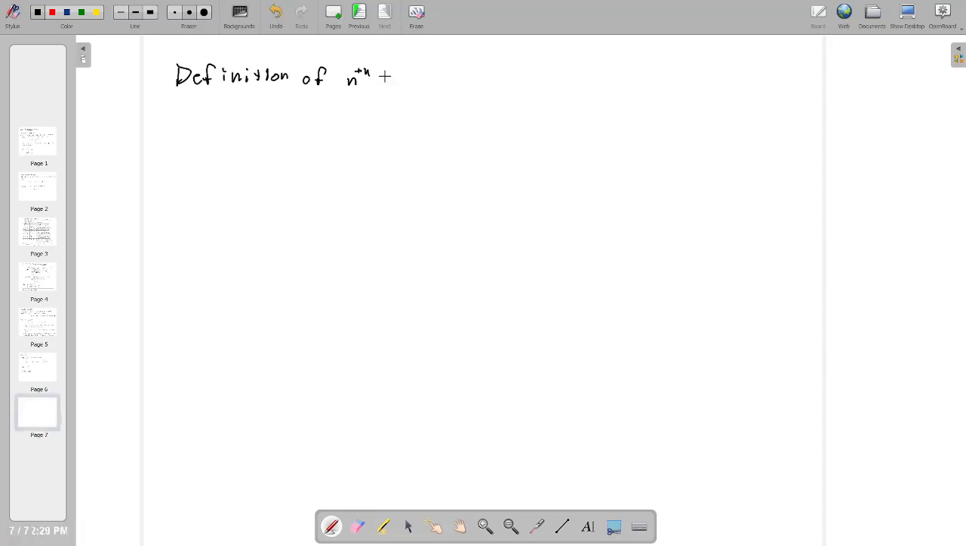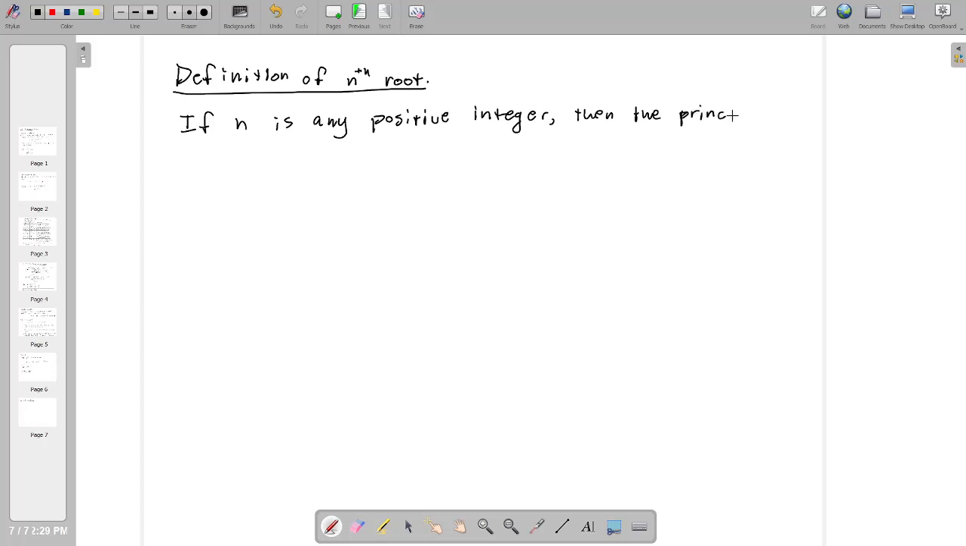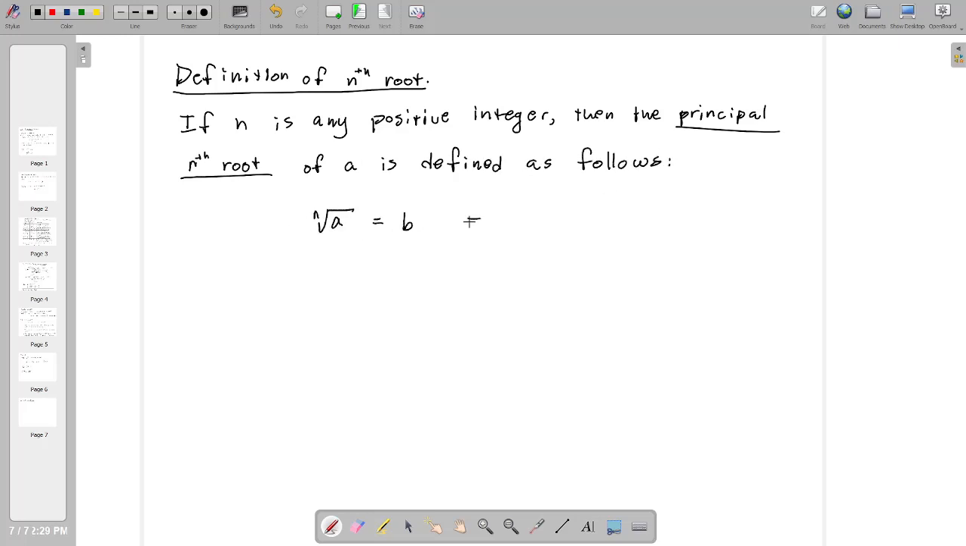Definition of the nth root. If n is any positive integer, then the principal nth root of a is defined as follows. The nth root of a is equal to b, if and only if b to the n is equal to a. If n is even, then a must be greater than or equal to 0, and b must be greater than or equal to 0. So this definition actually follows from the square root, as it should, because 2 is just a positive integer.